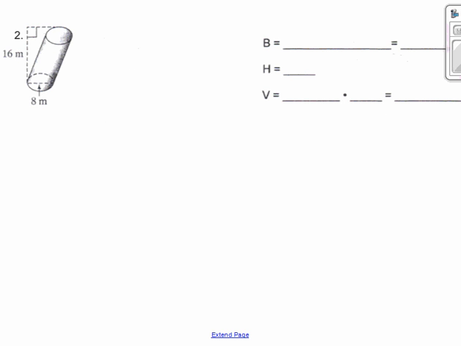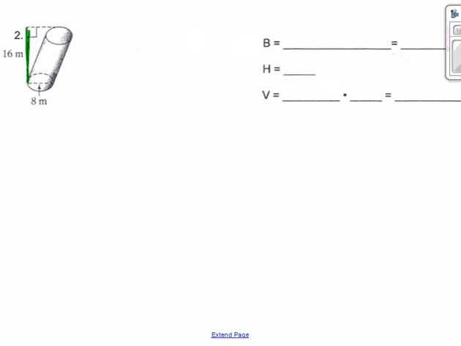This is an oblique cylinder, though it's a little slanted, it's oblique. The height, the distance between the bases, is still the 16, and that's what you're still going to use for your height.